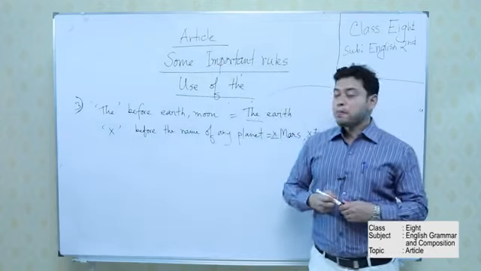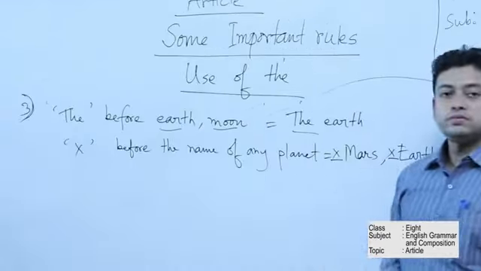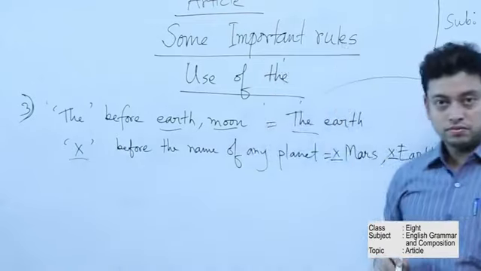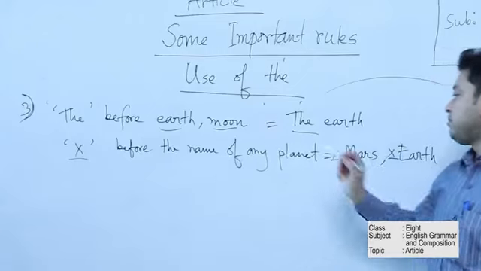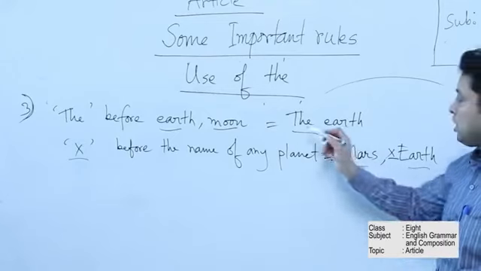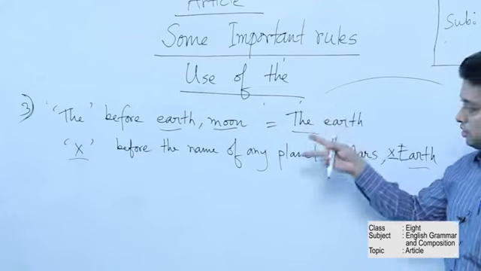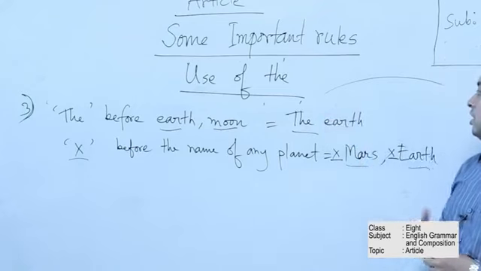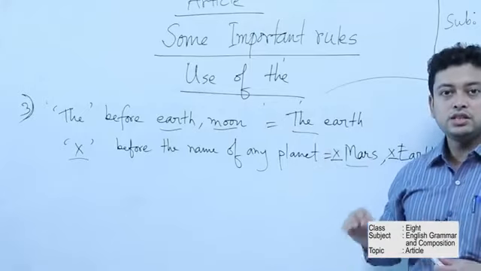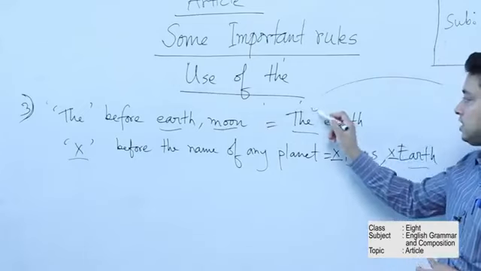So dear students, the is used before earth or moon, the earth. No article is used, that means a cross, before the name of any planet, Mars, Earth. The question is, I have used the here for earth. The problem is, when I am talking about the earth and I am relating myself, that this is my abode, this is my living place, that means I am relating myself. In that case, the is used.